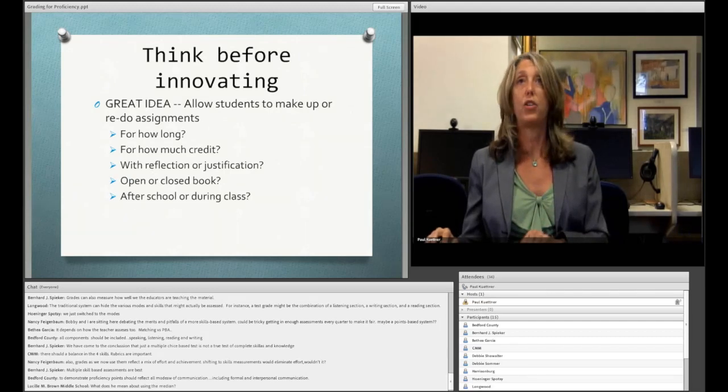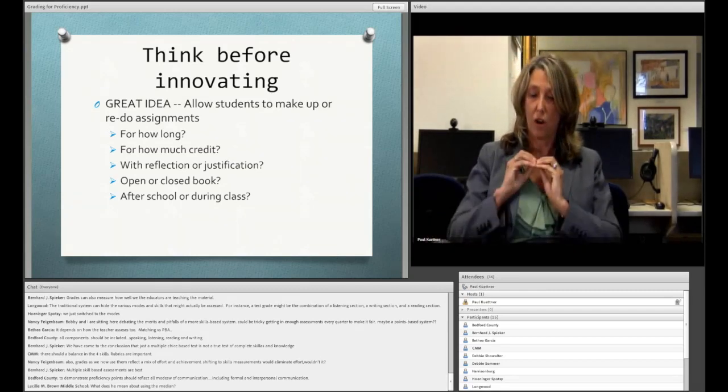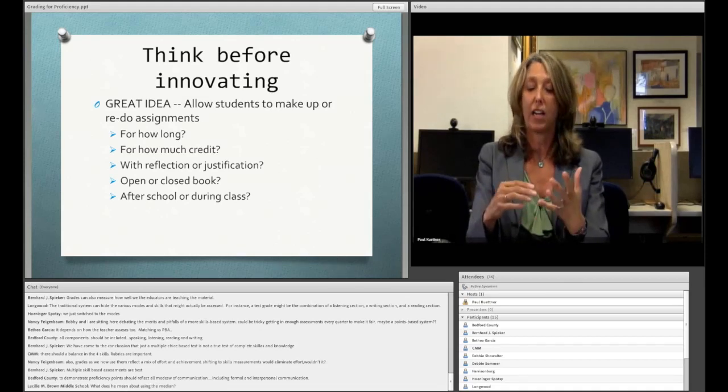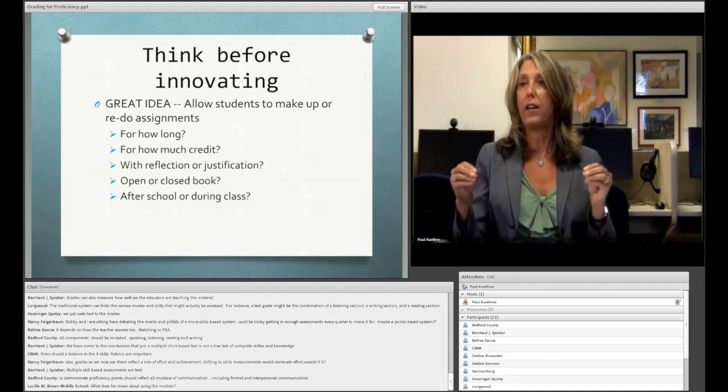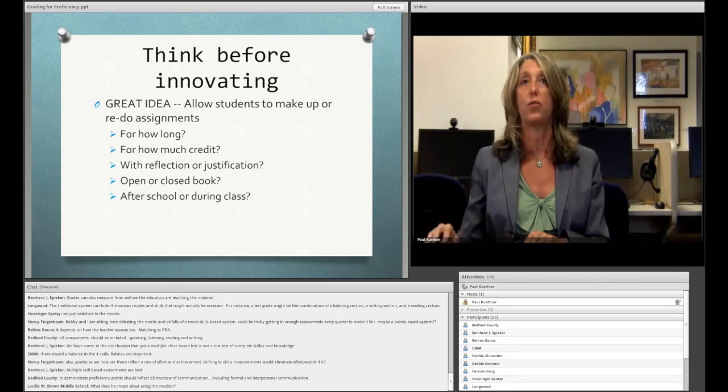Some people may choose to do it during class, but the point is you cannot just decide that you're going to willy-nilly select something new with grading and not communicate it to the stakeholders and not think about all the different details that go into crafting it to make it really work for you and your students.